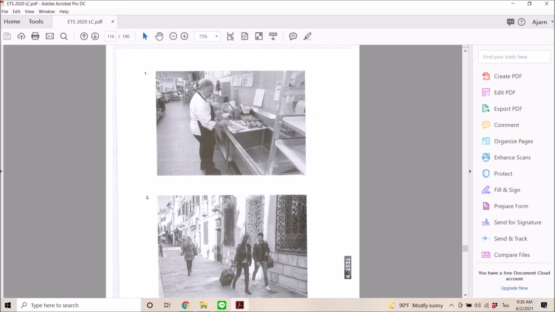Number 38. Where do the speakers most likely work? Number 39. According to the woman, what does a decision depend on? Number 40. What does the man say he will do?